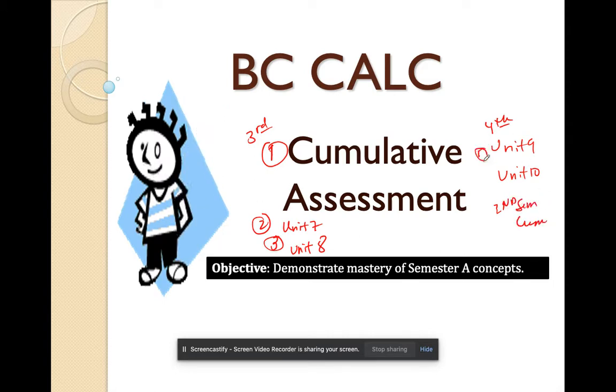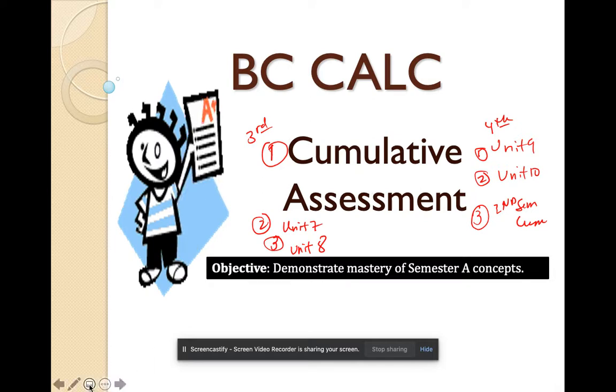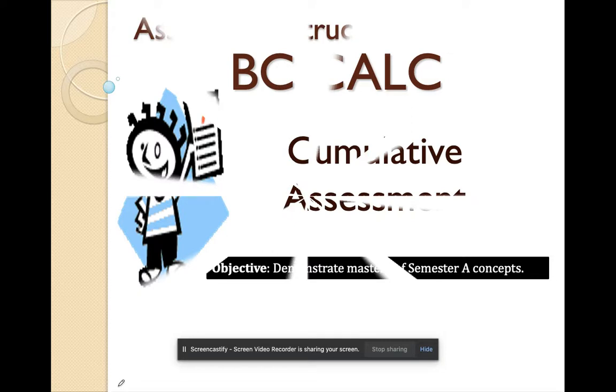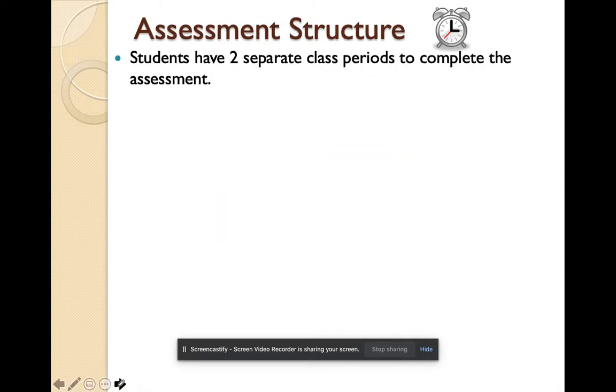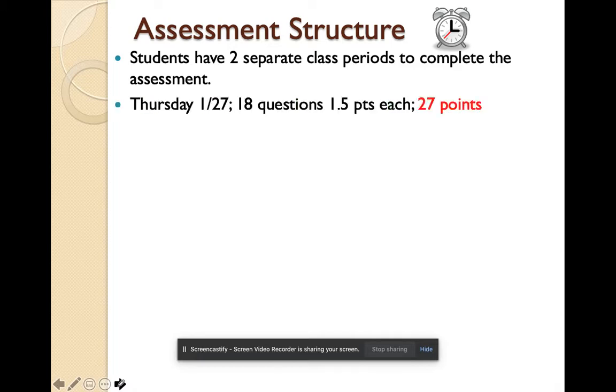So once again, you will have 3 summative assessments in each quarter. So a little bit about this assessment. It is going to be 2 days because we're trying to give you a testing environment as similar as we can to AP. So we've structured it very much like them, except not in one sitting.